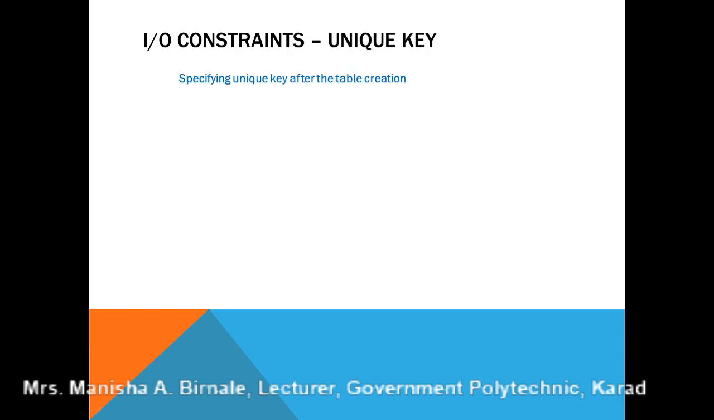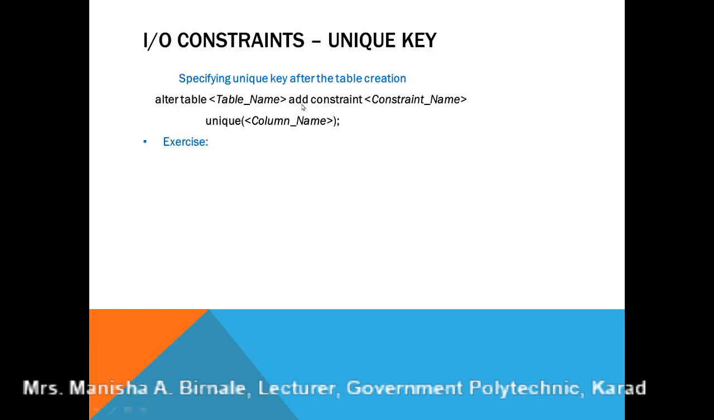Then, specifying unique key after the table creation. Suppose the table is already created and now you want to specify a unique key. Then you have to use the alter table command: alter table, table name, then add constraint, constraint name. Then write unique and in round brackets specify the column name for which you want to add this unique key constraint.